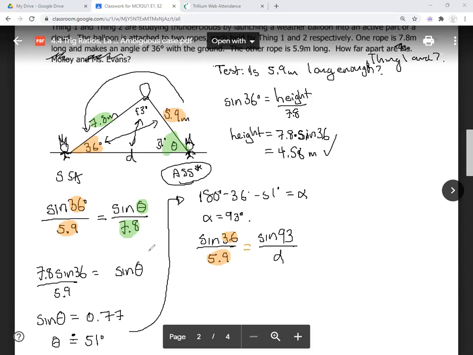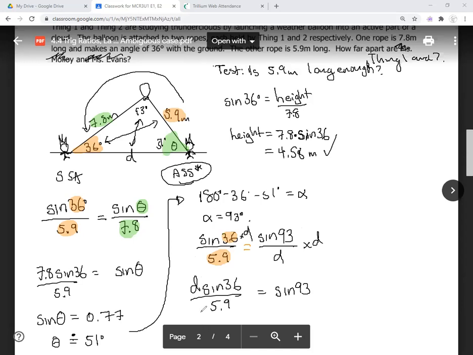But just not to confuse anyone, I'm going to say, just like how we multiply the denominator to get rid of it, let's multiply the denominator to get rid of it. So the left side is d times sine 36 over 5.9. And this side, d divided by d is 1, so sine 93.